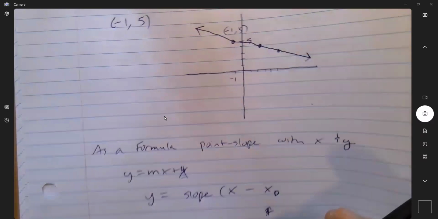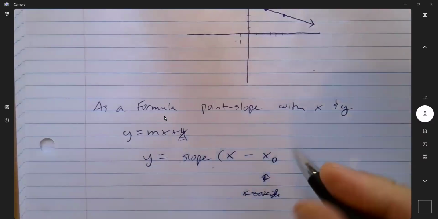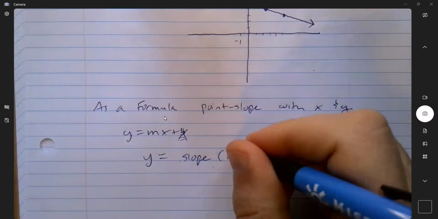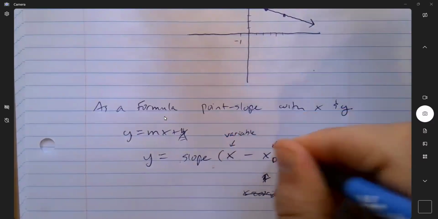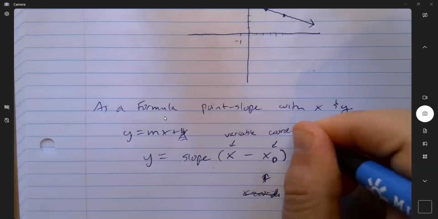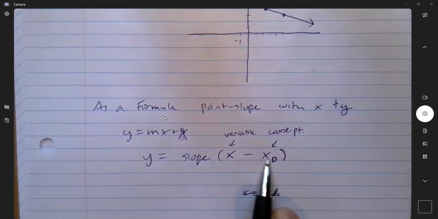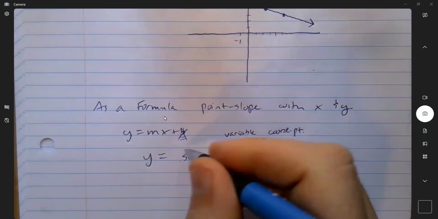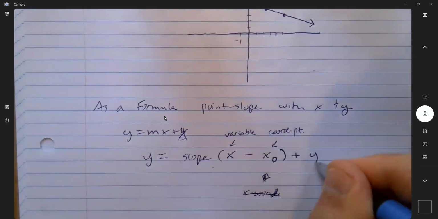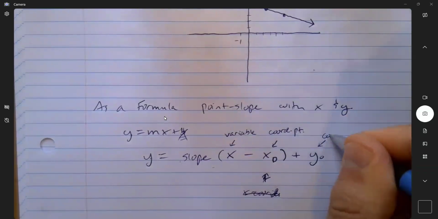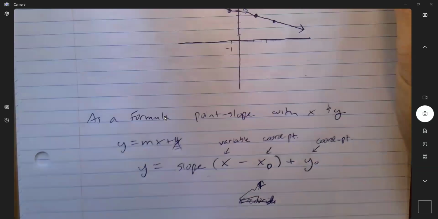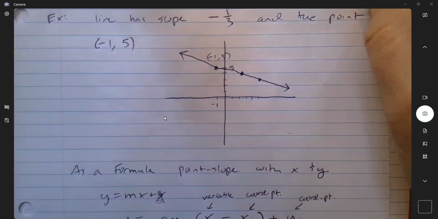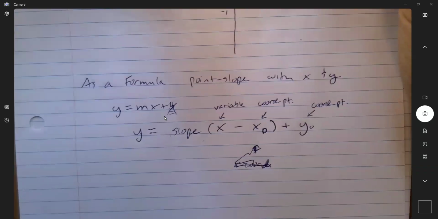What I do is I write y equals a slope, and then I open a parentheses, and I take my variable x, and I subtract off the coordinate point x, and I call that x0. And then when I'm done with that calculation, I add in the coordinate point y0. So let me show you how this works with our line has a slope -1/3 and a point -1, 5.